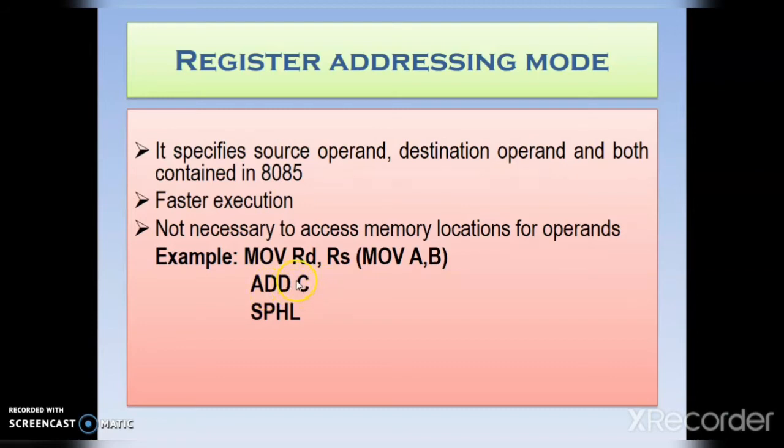That is, it adds the contents of C register with the contents of accumulator and stores the result in accumulator. This is the function of ADD C. And see this example here, SP represents stack pointer and HL represents register pair.